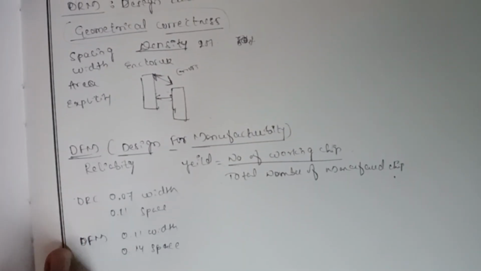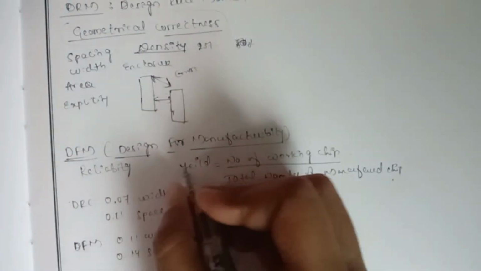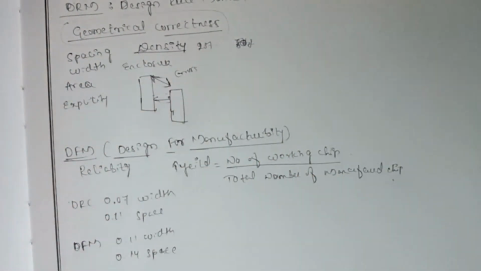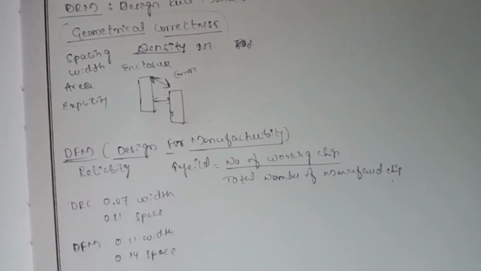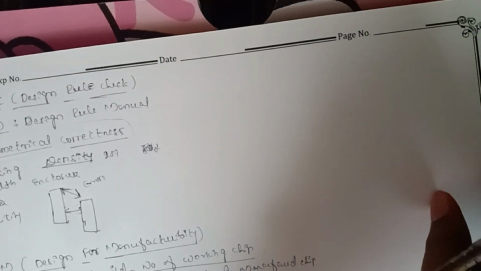Due to the area increase, the fabrication process and other things will take high cost. And sometimes yield may increase or decrease. It totally depends on how we are doing that. If yield really will increase, we go for the DFM. Otherwise we will go for only DRC. Now you know what DRC will do and all.